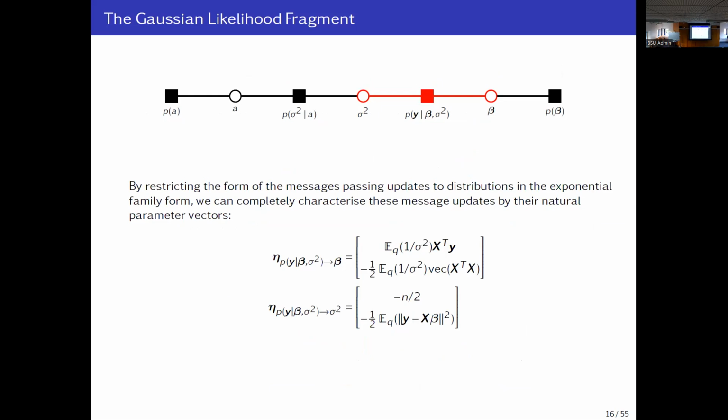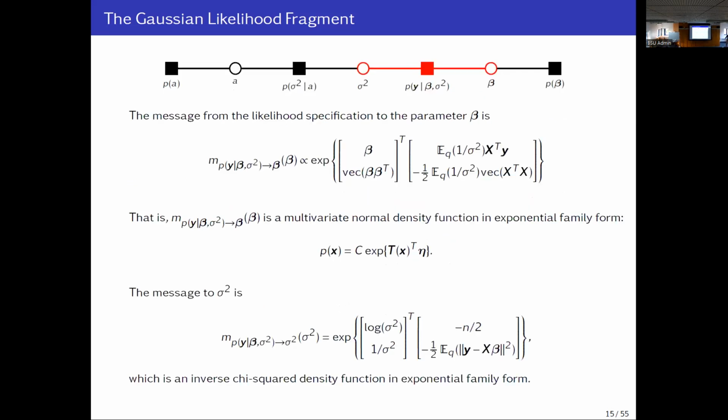So then, if that's truly the case, then by restricting the form of these messages to the exponential family form, we can completely characterize these messages by their natural parameter vectors. So if we know the vector of sufficient statistics for a message, the density function would be completely defined by this natural parameter vector here.